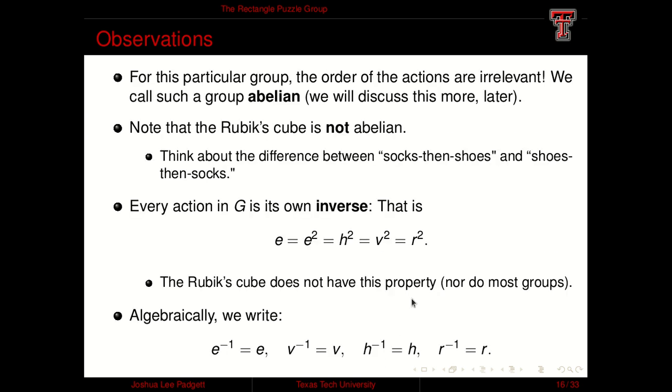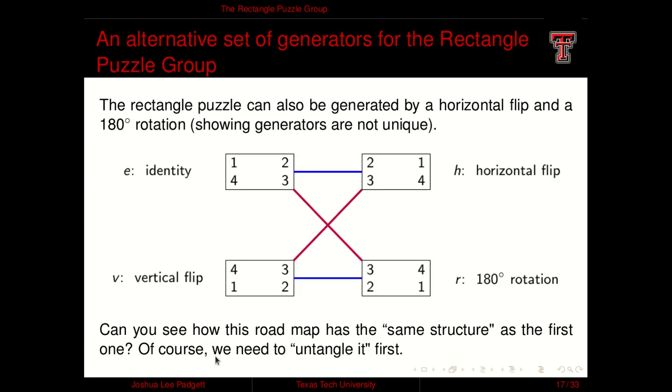So, also in this group, we have a very strange feature, which is every action is its own inverse. And as I said before, most groups will not have this feature, but algebraically it's represented with the following expressions or relations. Now what we want to talk about is the fact that this group could be generated in a completely different way. And what is that way?